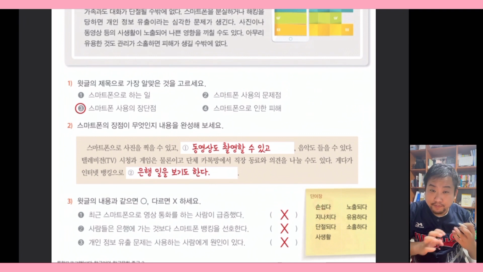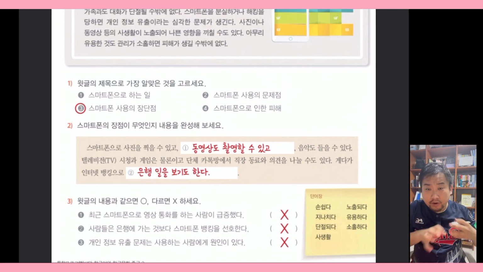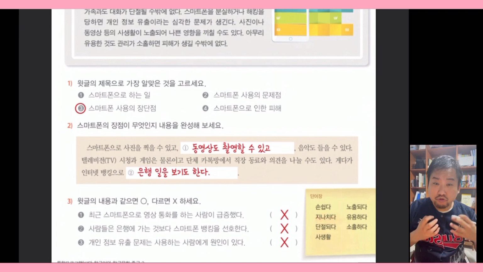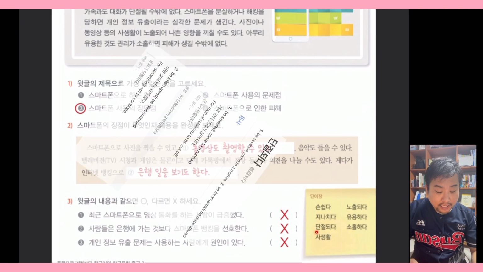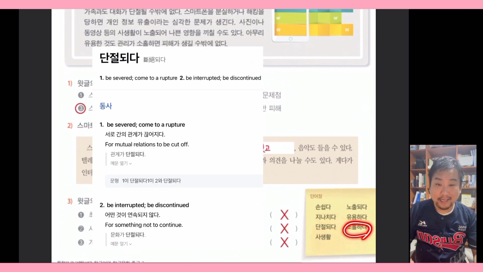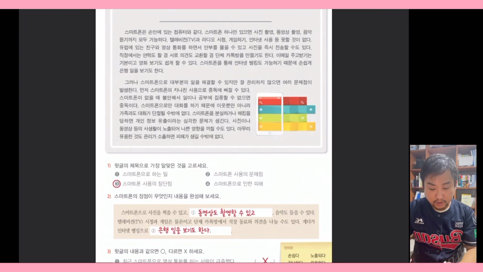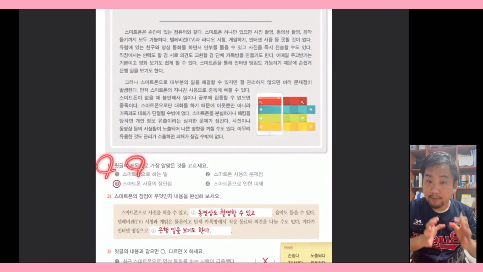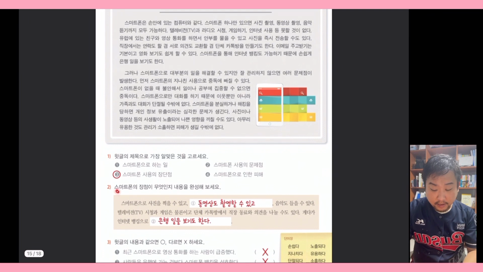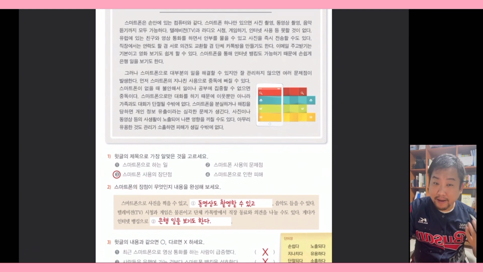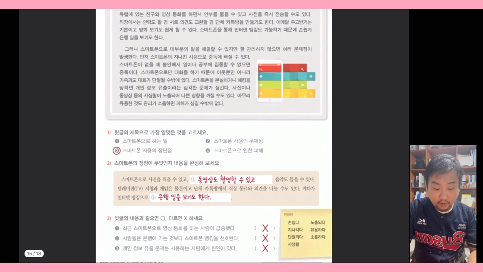손 씻다, 씻다 is easy. 노출되다 is usually exposure, but the personal information leakage is more appropriate. 지나치다 is too much. 유용하다 is useful. 단절되다 is stop. 소홀하다 is negligent. And 사생활 is a personal privacy. So the answer needs to be find the 제목 is title. And 스마트폰의 장점, what is benefit of smartphone.